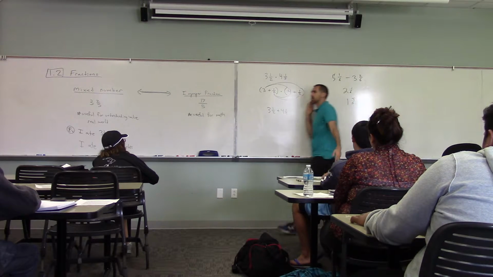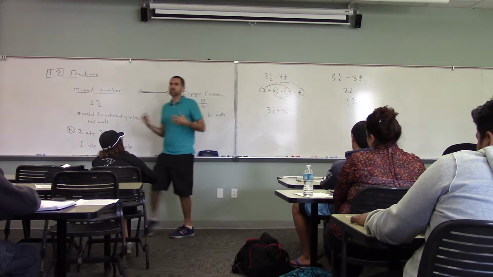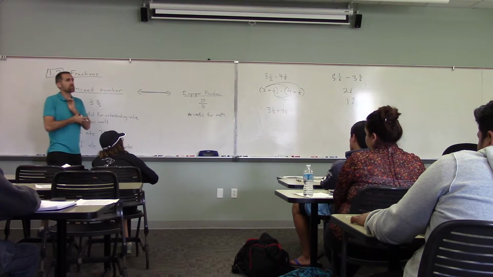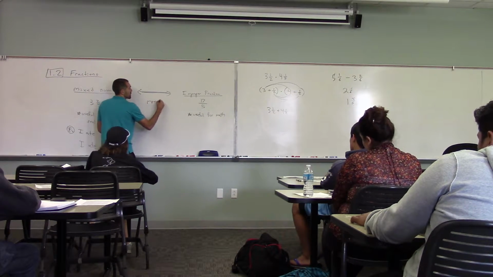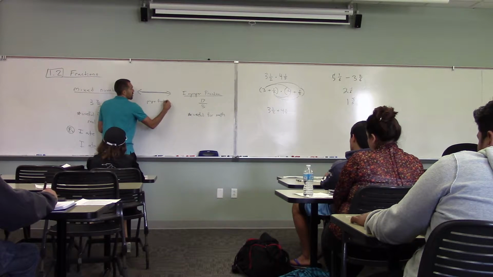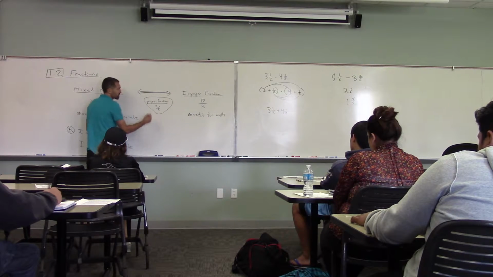So anytime we do any math, we use improper fractions. The first step for everything is to turn everything into an improper fraction. In case you were wondering what a proper fraction is, a proper fraction just means the top number is smaller. So a proper fraction would be something like 3 eighths, where the top is smaller.